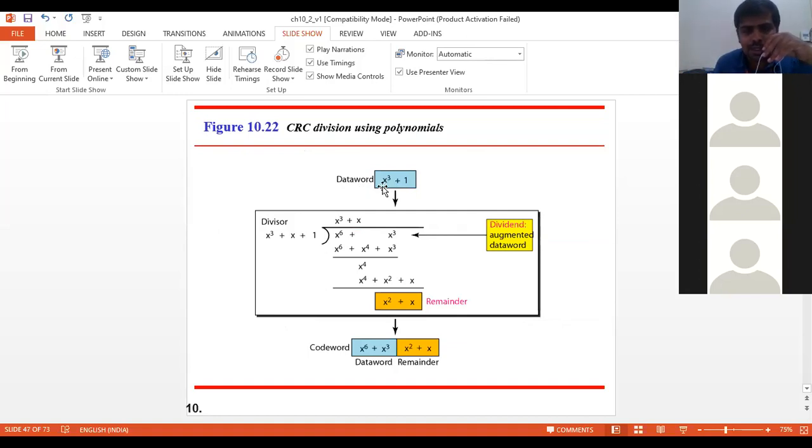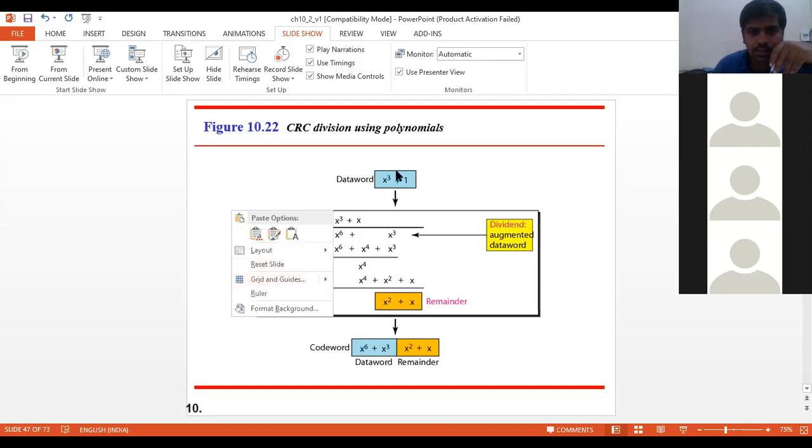So can anybody tell me what is the digital data of this x raised to 3 plus 1? 1001. Yes, 1001 it is. Because x square is missing, so definitely it is 1001. You need to check that because x square and x both are missing. And here, whatever the divisor, the divisor polynomial's highest coefficient is what? X cube.